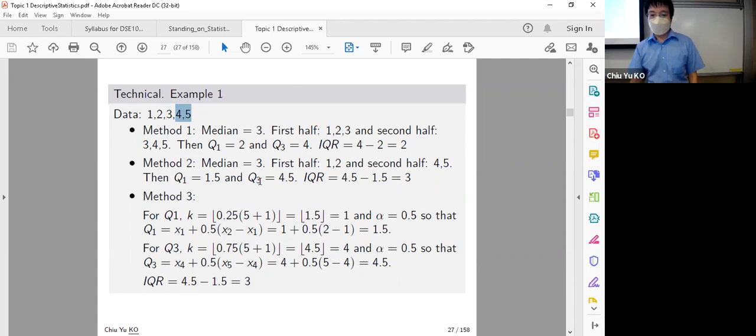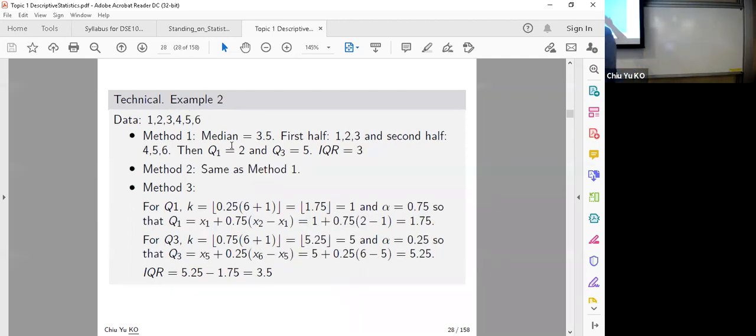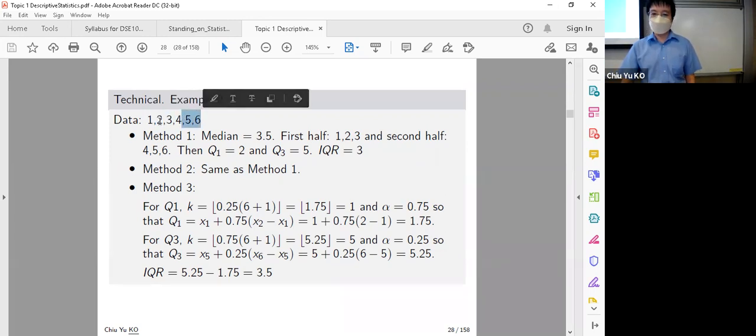Another example: 1, 2, 3, 4, 5, 6, with an even number of observations. These two methods are the same. Why? Because the median is not in the data set; it's the middle of 3 and 4, which is 3.5. In that case, regardless of method one or method two, you always get the same answer. The lower half is always 1, 2, 3 and the upper half is 4, 5, 6. That means Q1 is 2, Q3 is 5, and 5 minus 2 is 3.